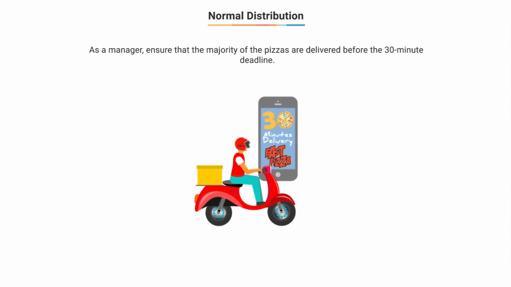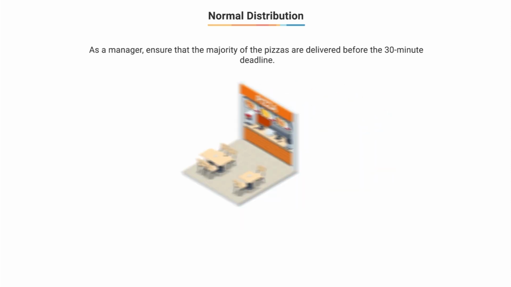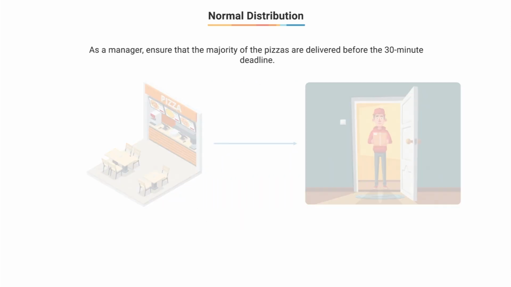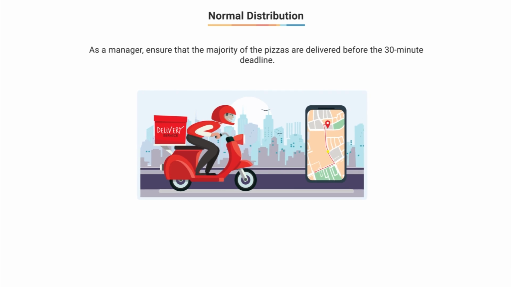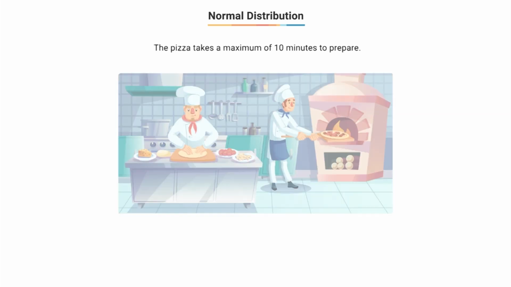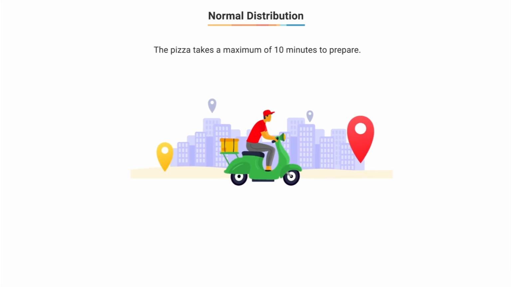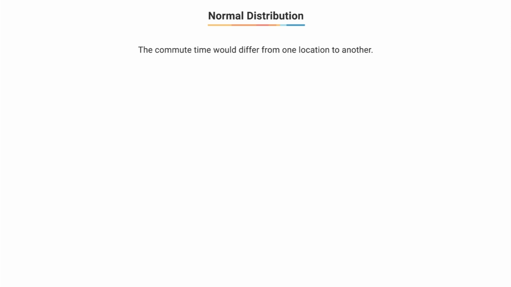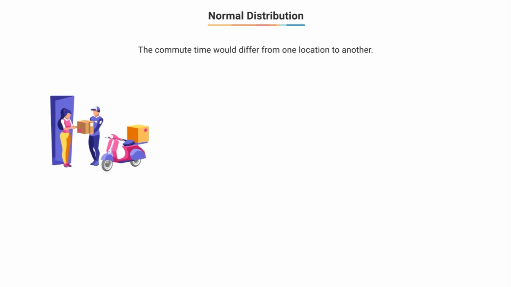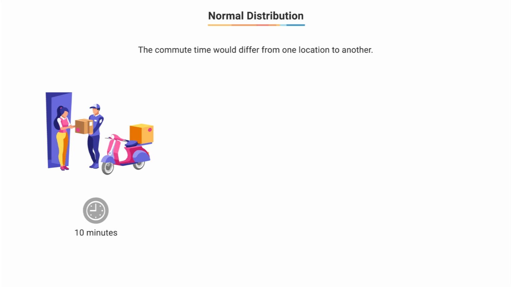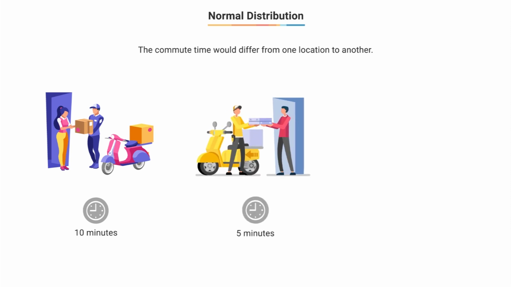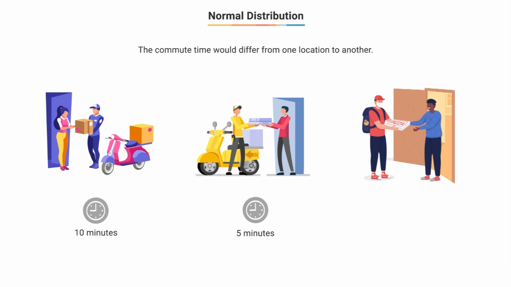For now, let's consider only those commutes from the pizza outlet to the customer's location and not include the deliveries where the delivery boy has to visit multiple locations as he is delivering multiple orders. So assume that it takes a maximum of 10 minutes to make the pizza. That leaves us with only 20 minutes to deliver the pizza from the outlet to the customer's location. The commute time would obviously vary from one location to another. For one customer, the commute time could be 10 minutes, while for another customer, the commute time could be just 5 minutes. While for yet another customer, the commute time could go up to 15 to 20 minutes.